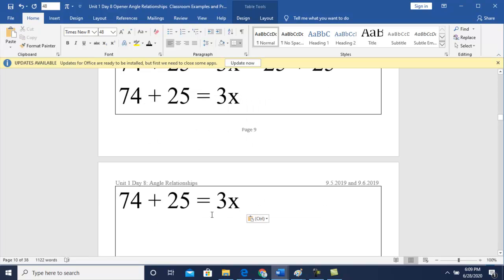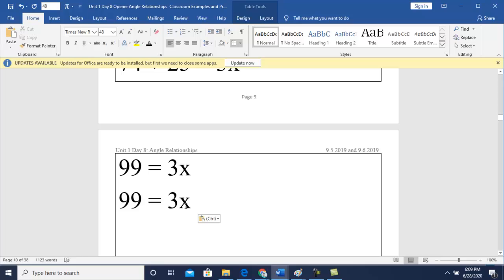All right, so we got 74 plus 25. We said that's going to be 99. We need to solve for x. We need to get rid of the 3 in front of the x. It's 3 times x, so we have to ask ourselves, what's the opposite of multiplication? That's going to be division. So I could divide both sides by 3.